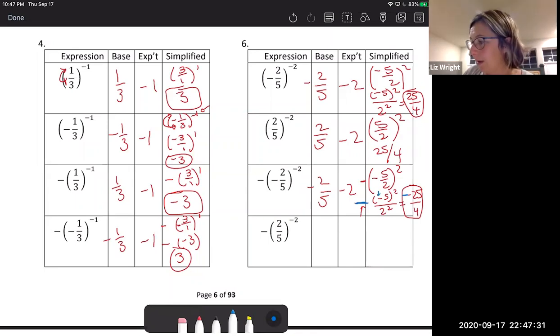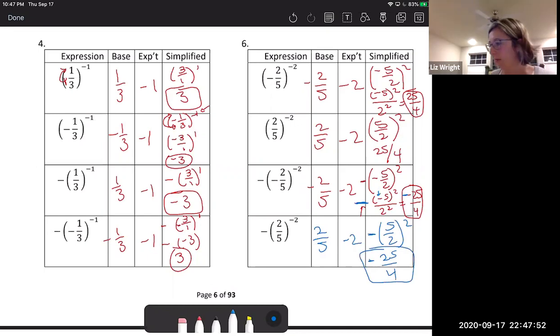All right, last one. Base is 2/5. Our exponent is -2. And then we've still got that negative out front. And then we are going to change this to 5/2, and we're squaring it. So here's our negative out front, and we're going to have 25/4 for our final answer.